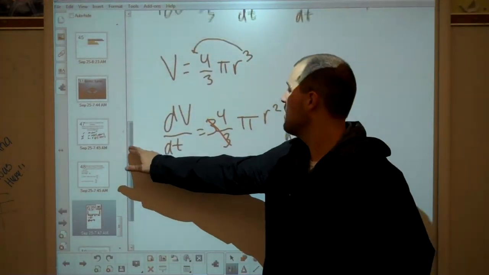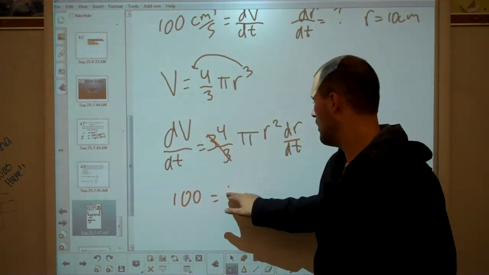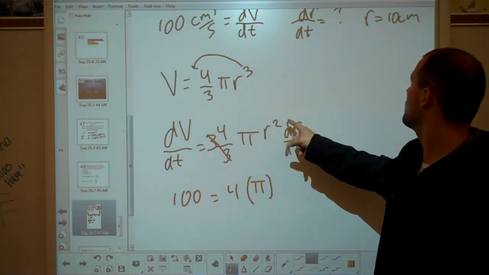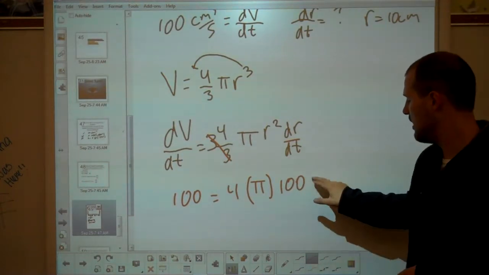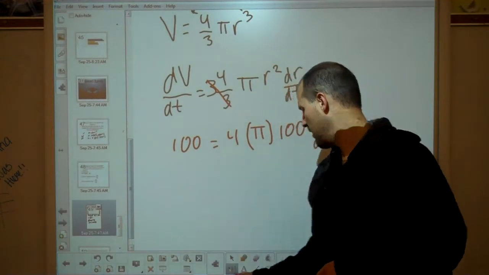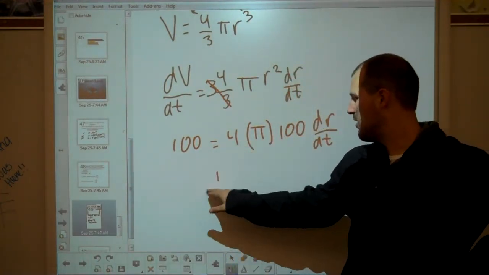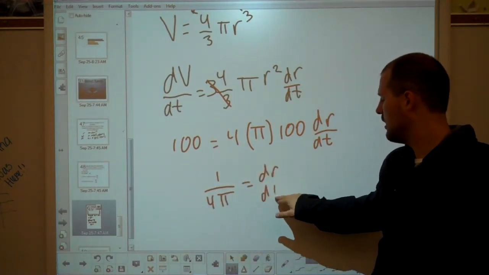Okay, so plugging in numbers, it looks like dv dt is 100 equals 4 times pi times r squared. We're told that r is 10, so I'm going to put in 100 because we're squaring it, and then times dr dt. Okay, let's do some solving. Let's do a little bit of division. When I bring all those down, the hundreds cancel out, and I get 1/4 pi equals dr dt.